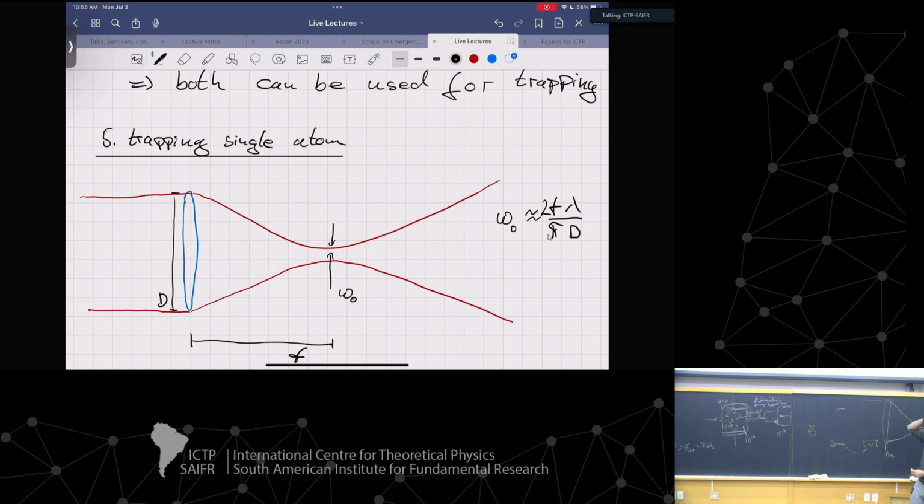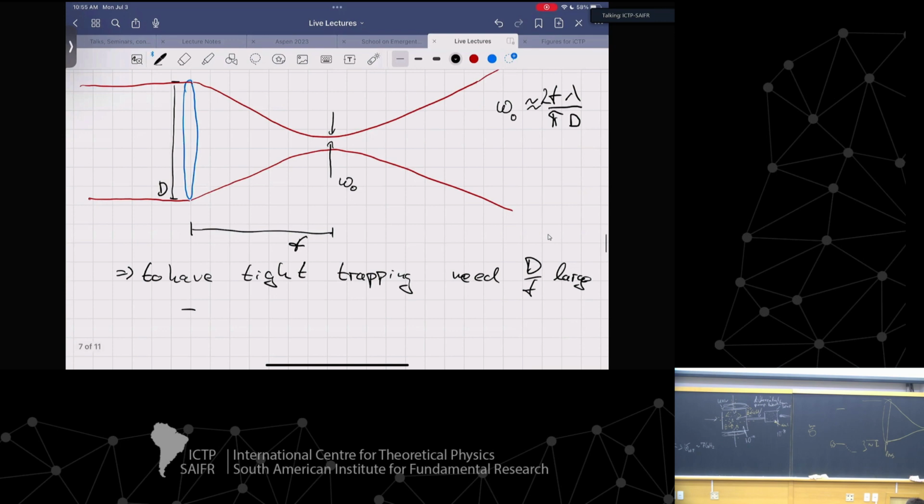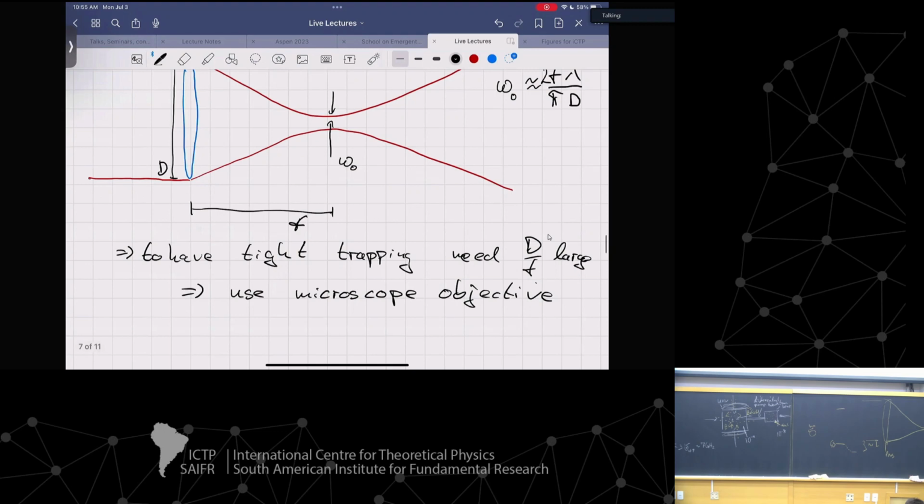So this F over D is also sometimes called the numerical aperture. If you want to focus tightly, so to have tight trapping, we need D over F large. And the thing that makes that can be a nice lens, or we can just use a microscope objective. Those are normally characterized with a quantity called the numerical aperture. But it's just that ratio, D over 2F.